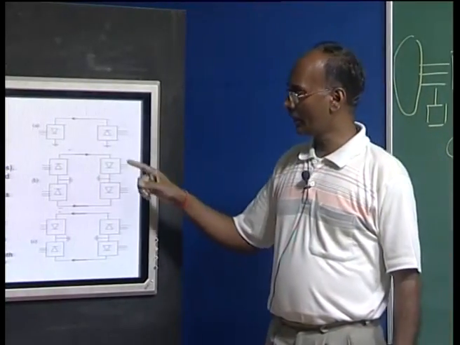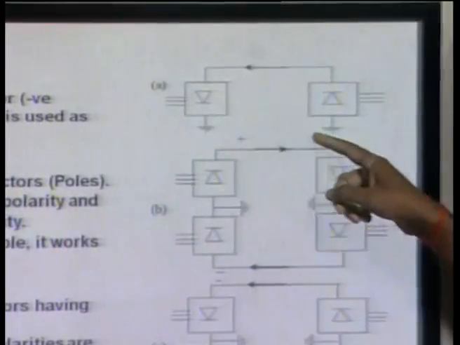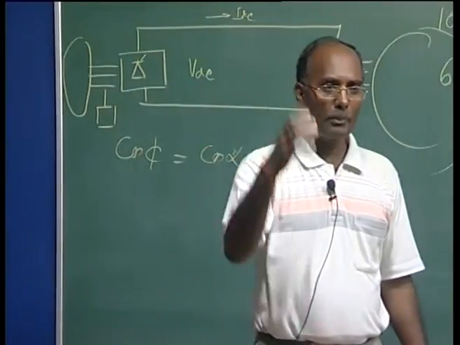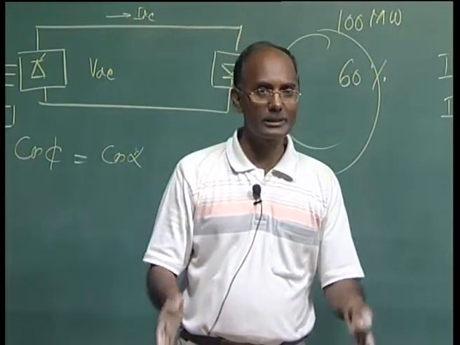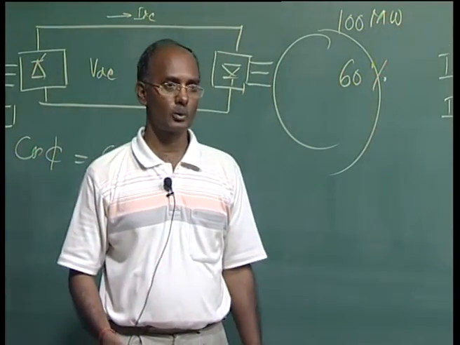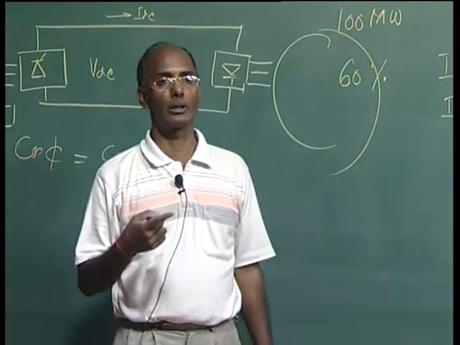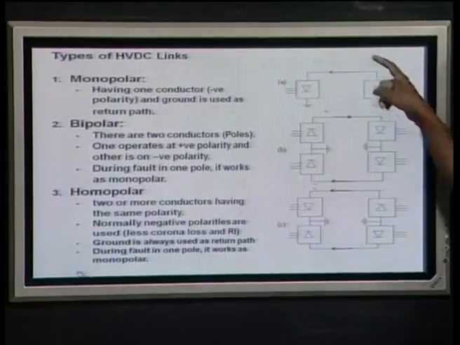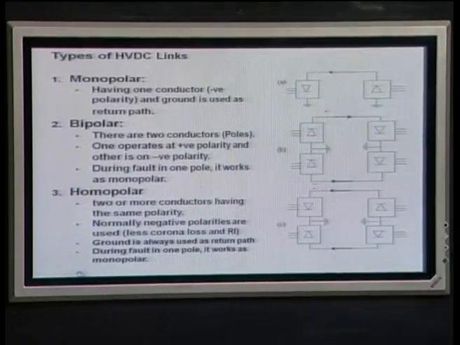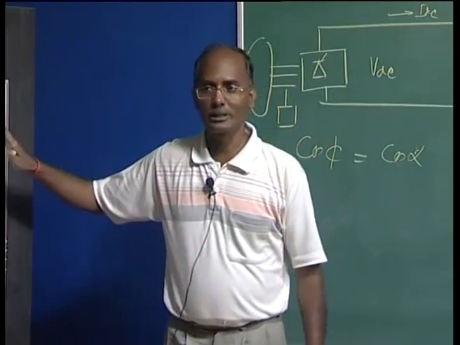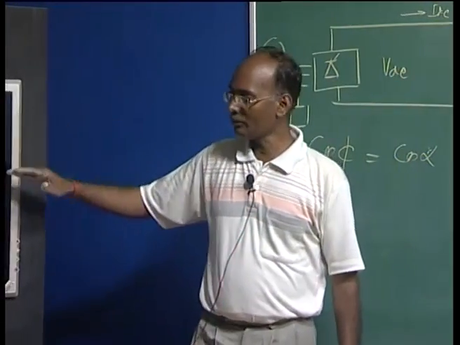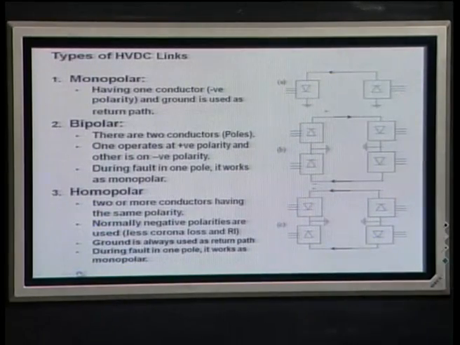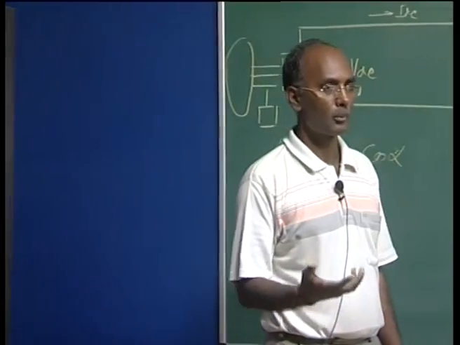Another problem is that the current flowing through the ground may pass near many pipes and other devices inside the ground, causing huge corrosion due to the DC current. So this is normally not practiced in the system, but conceptually it is possible, because sometimes we will see that type 2 and type 3 operate as monopolar. That is why it is explained, so you should know monopolar.